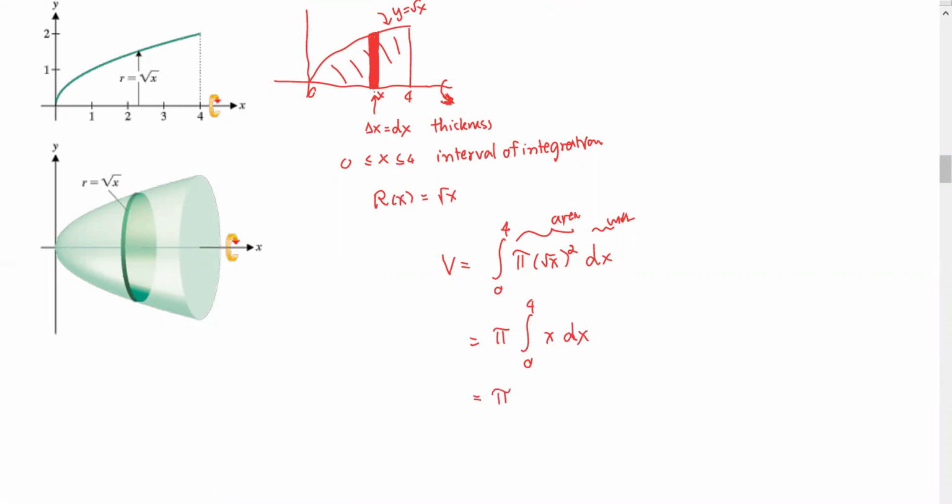Find the antiderivative of x. We have x squared over 2. Evaluate from the lower limit 0 to the upper limit 4. Replace with the value of the upper limit, 4 squared over 2, minus the value of the lower limit, 0 squared over 2. That will give us 8 pi as the result.